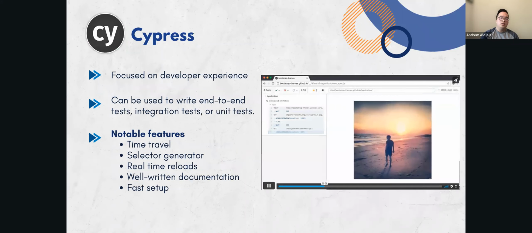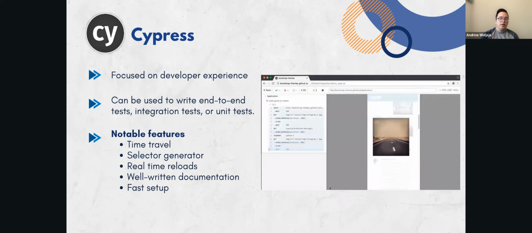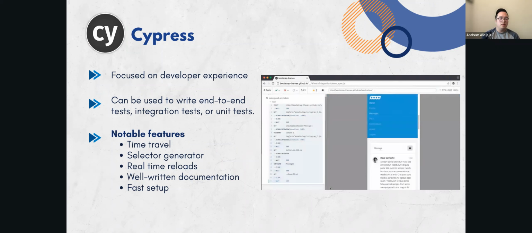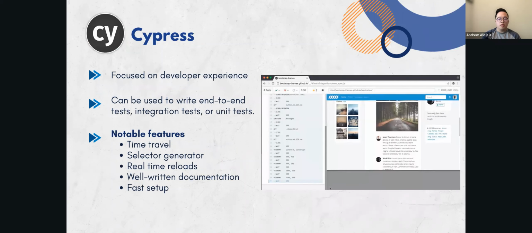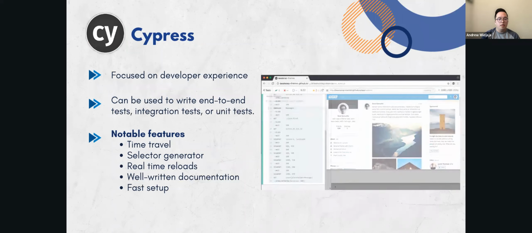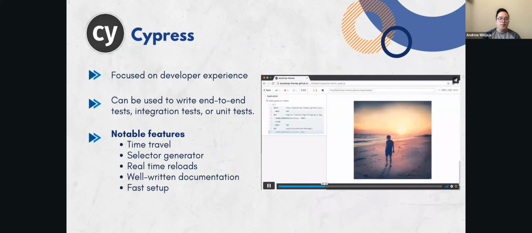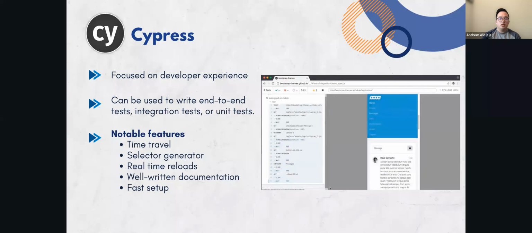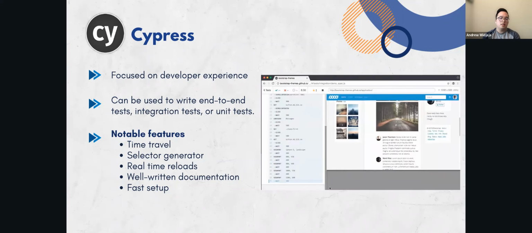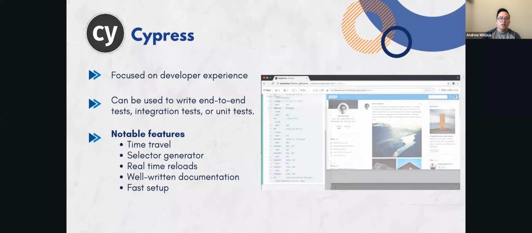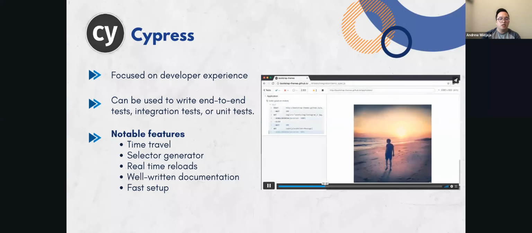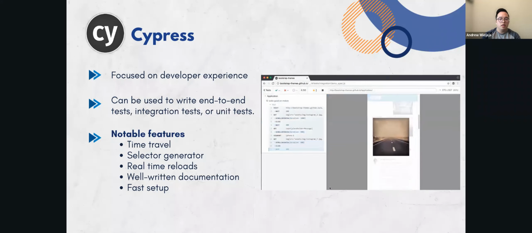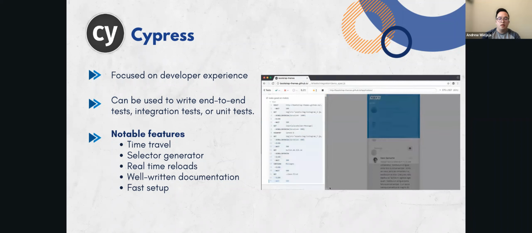Cypress, on the other hand, is newer than Selenium, and from my experience, primarily focuses on trying to provide a good developer experience with their integrated environment. It can also be an all-in-one tool, as it can be used to write integration and unit tests in addition to end-to-end tests. And here is the Cypress test automation in action in their integrated environment, where you can see it happen in real time.